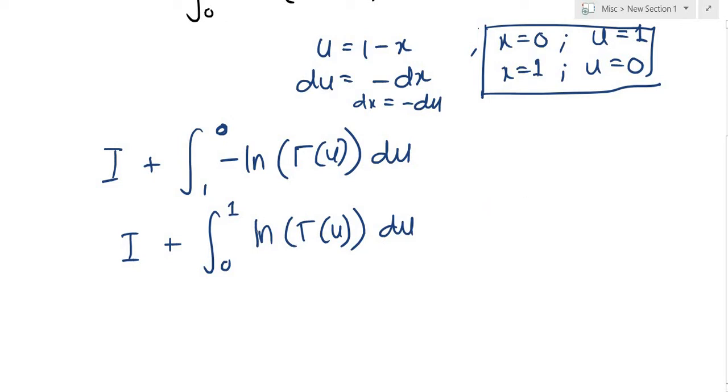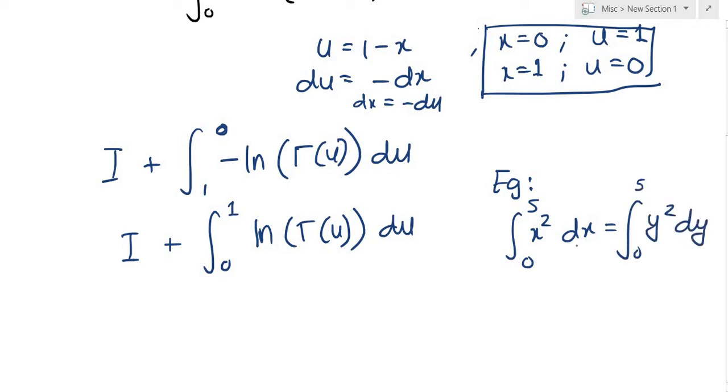Whatever the variable we had, as long as the upper and lower bounds are the same and the integrand is the same, it doesn't matter what variable we have. So for example, if we had the integral of x squared dx from say 0 to 5, that's the same thing as the integral from 0 to 5 of y squared dy. So essentially the variable doesn't matter because the form of the integrand is the same and the upper and lower bounds of integration are the same.